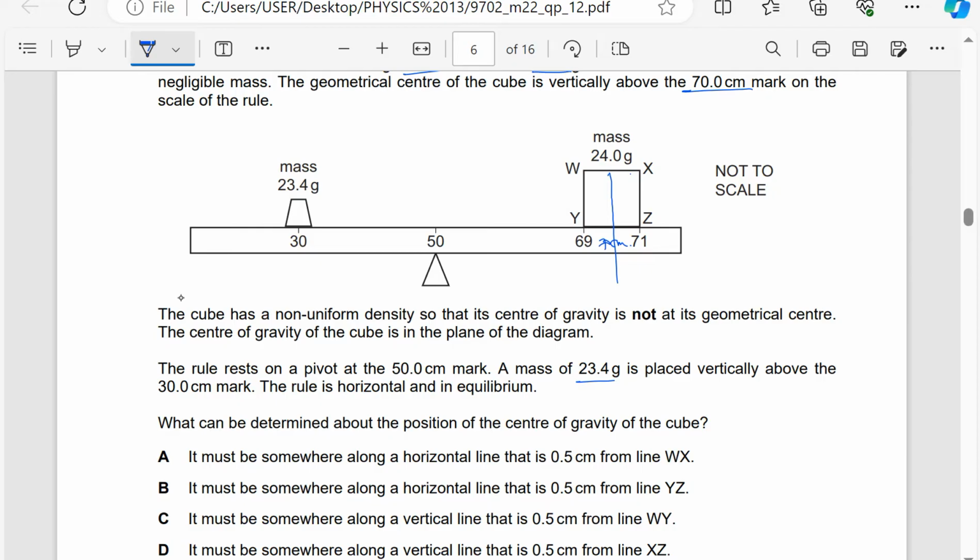Okay, so it is saying it should be somewhere at a distance of 0.5 centimeters from the line WX. Somewhere, so it means it can be very close to W, or it can be very close to X. So which means this is not going to be true.